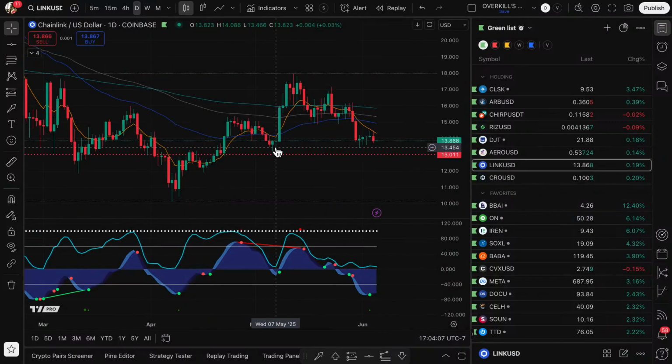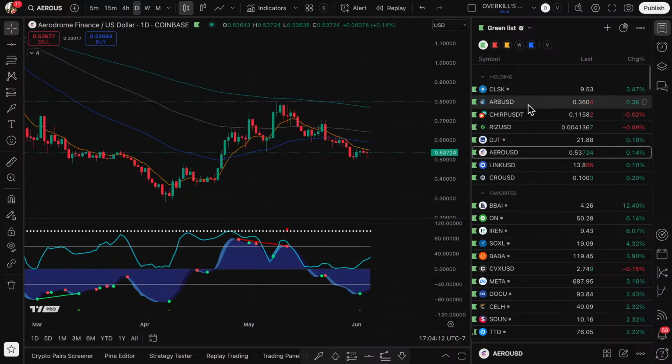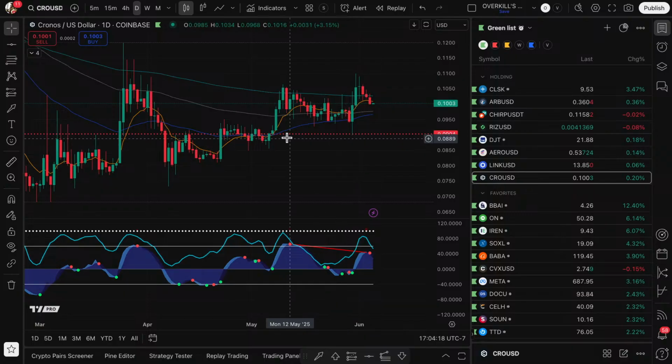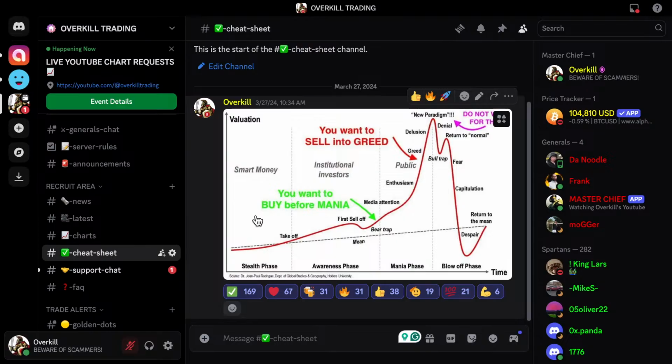Okay, Chainlink's got a double bottom going on. AERO has got a double bottom going on. ARB, not quite a double bottom. It's actually bouncing at a higher level. Okay, CRO, not even close to a double bottom. So a lot of these names, a lot of these altcoins are putting in a double bottom pattern.